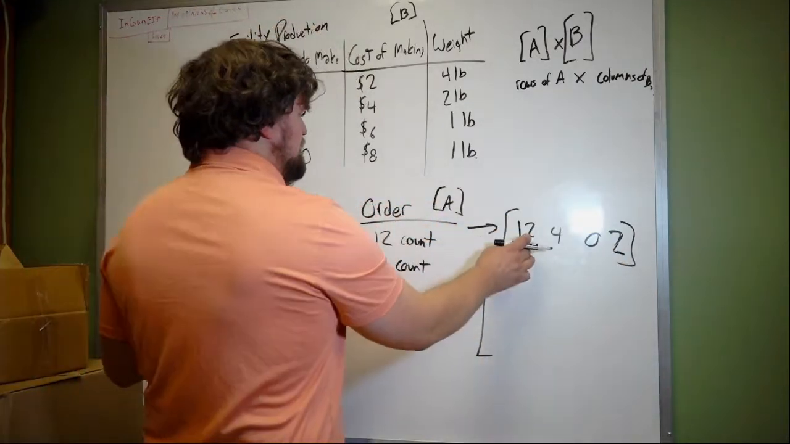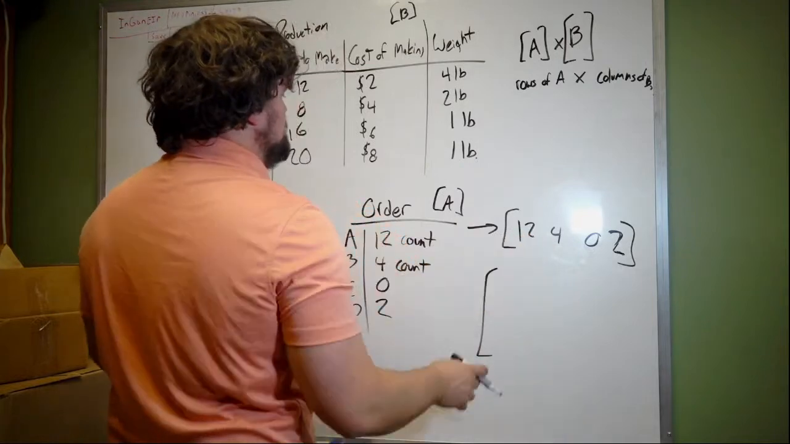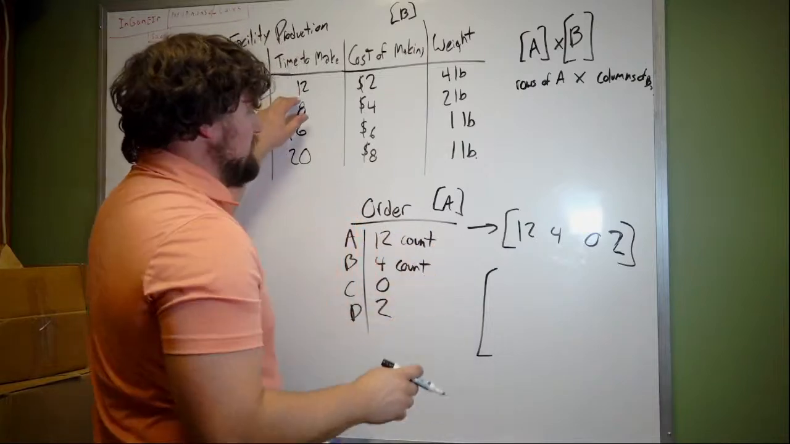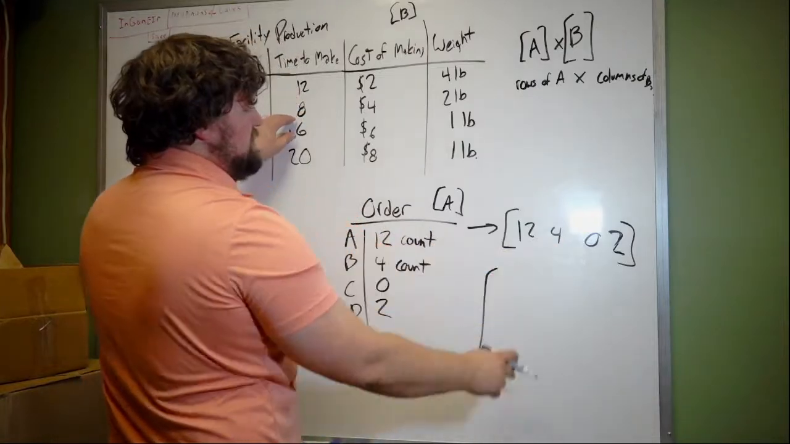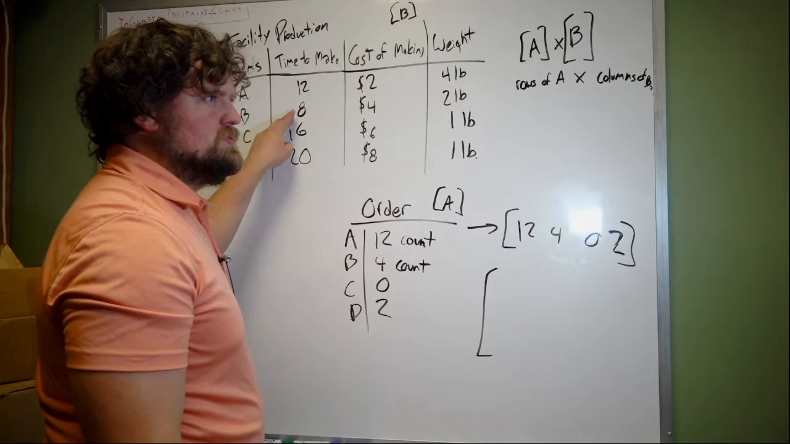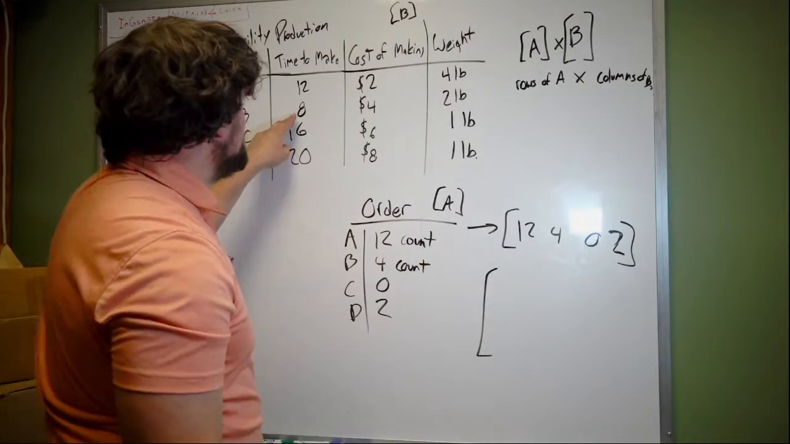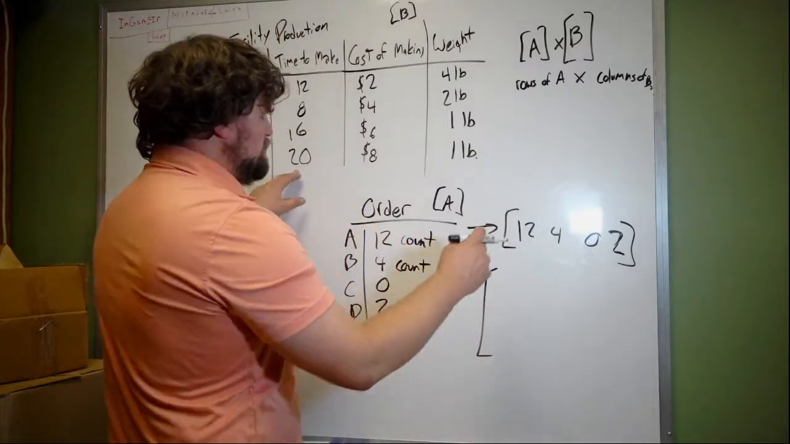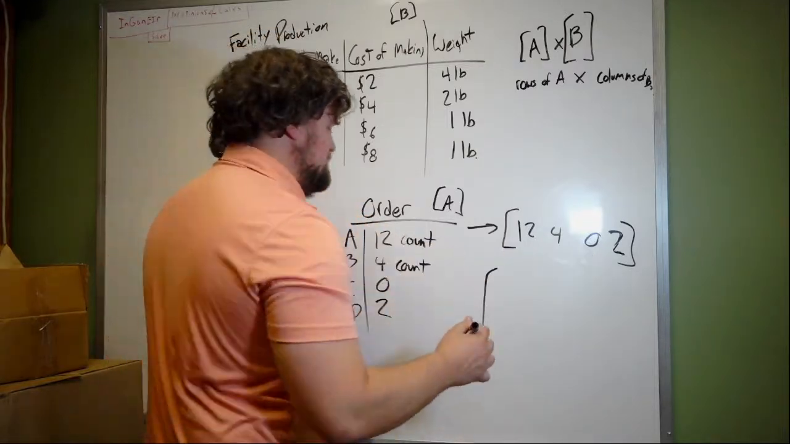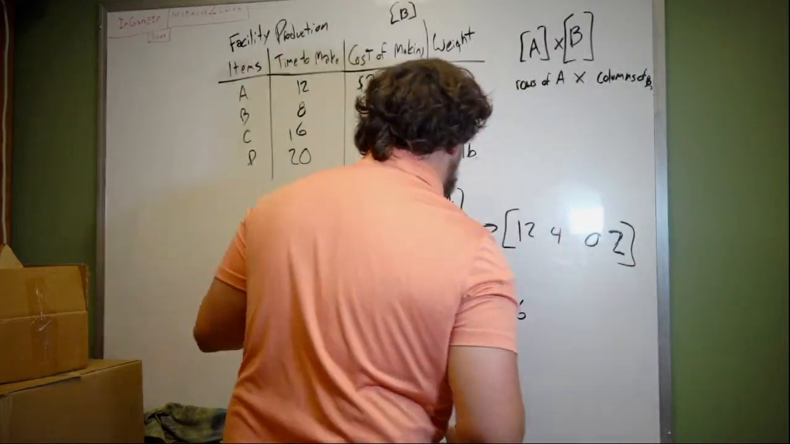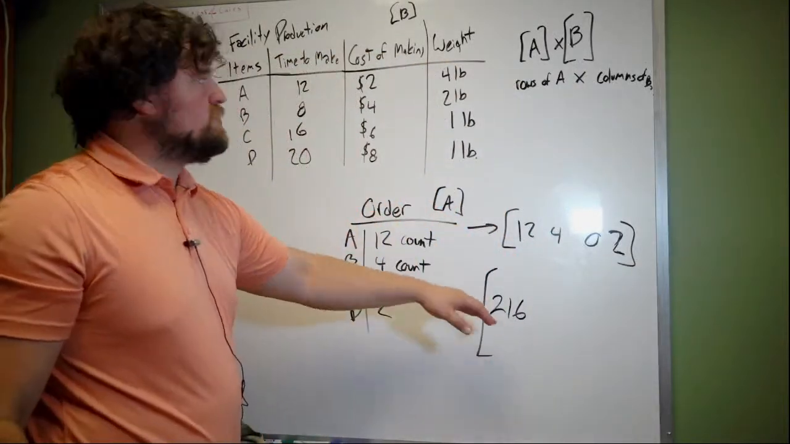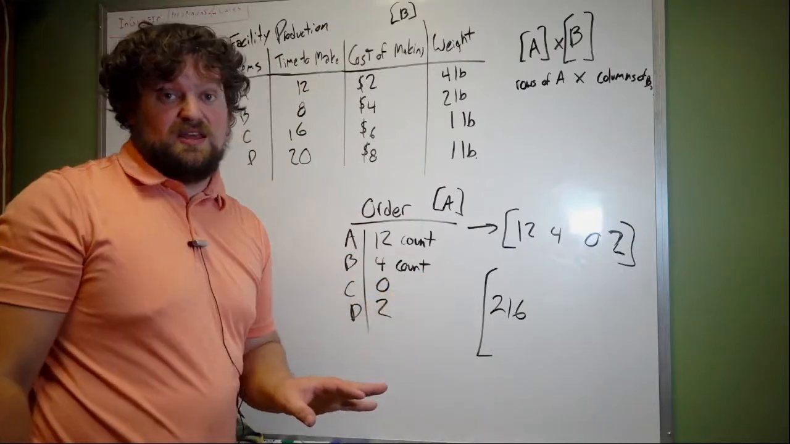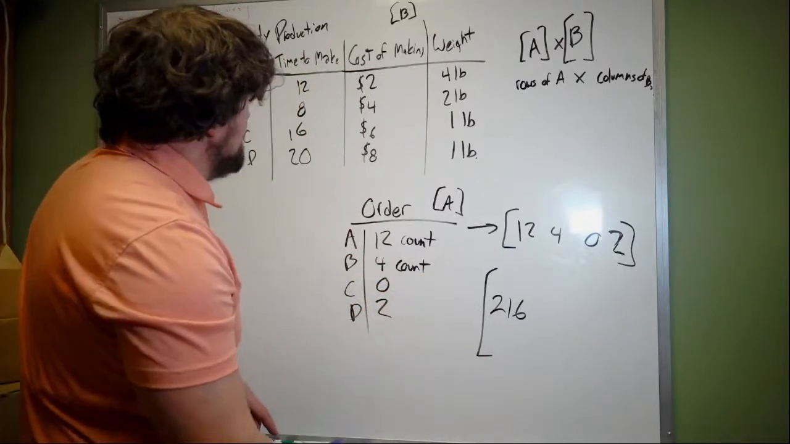Kind of interesting. So to do this matrix multiplication, we have 12 multiplied by 12, so it's 144, plus 4 times 8. 4 times 8 is 32. That is 176. 0 times 6, still 176. 20 times 2, that's 216. So my first value is going to be 216. It means the total time to make all of these items is going to be 216 minutes. Okay, that's nice.